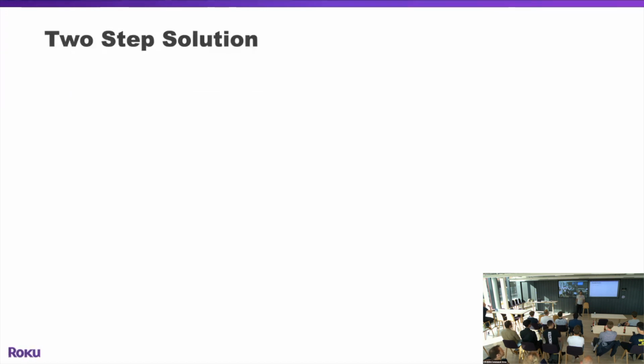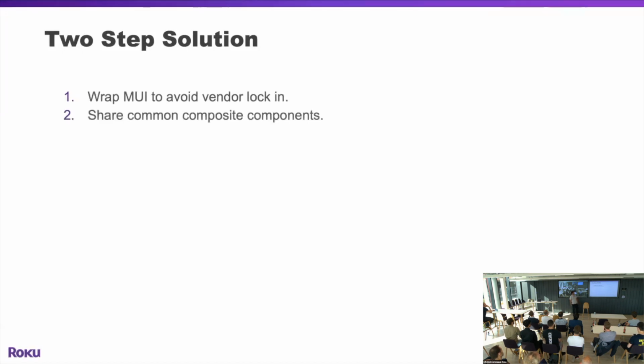So we settled on a two-step solution, and we're going to go through these steps one at a time. The first is wrap MUI to avoid vendor lock-in. And the second is to share composite components. We've all heard of DRY, do not repeat yourself. So maybe we want to make a dialogue once and everyone shares it.